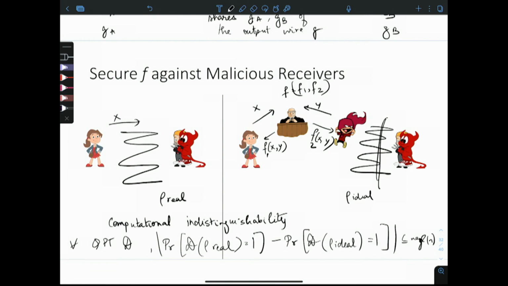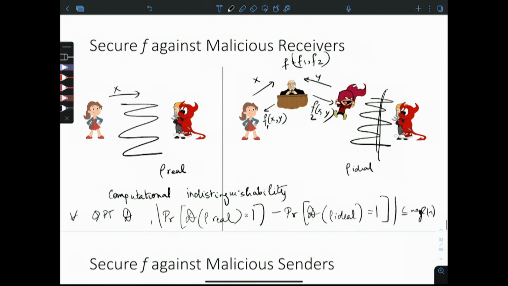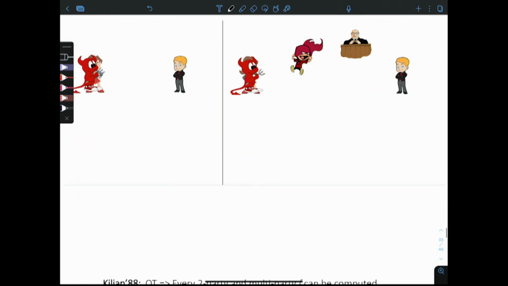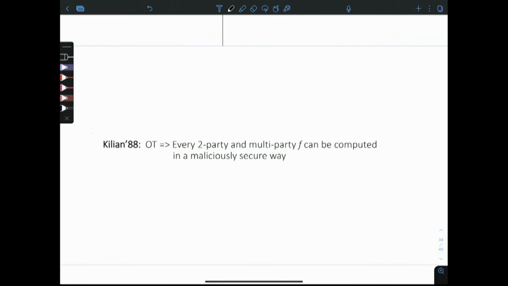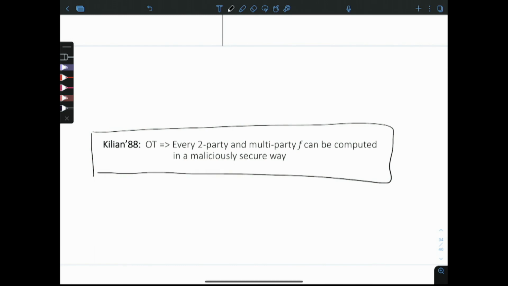Okay, so that's the guarantee that we will need. And similarly, security against malicious Alice can be defined in a very similar way. And there is this amazing result of Killian, which actually builds on this GMW, which is the protocol I was just talking to you about, where you secret share your inputs and evaluate this circuit. Killian showed that actually assuming OT, every two-party or even multi-party functionality can be computed in a maliciously secure way, just given black box access to OTs.